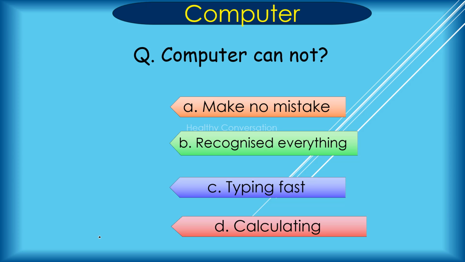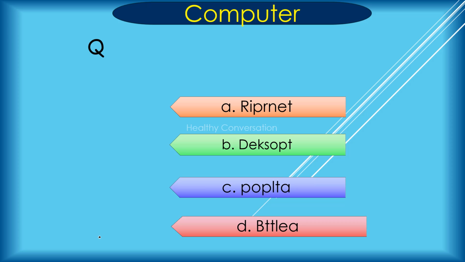Question: computer cannot A. make no mistake, B. recognize everything, C. typing fast, D. calculating. Correct answer is recognize everything.